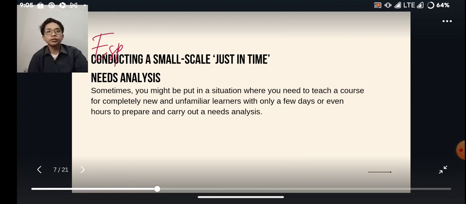Conducting a small-scale, just-in-time needs analysis. Sometimes we find ourselves in a situation where we need to teach a course for completely new and unfamiliar learners with only a few days or even hours to prepare and carry out a needs analysis. In this just-in-time case, the following actions can help you quickly establish the necessities, lacks and wants of the learners, and perhaps equally importantly, the expectations of the administrators.